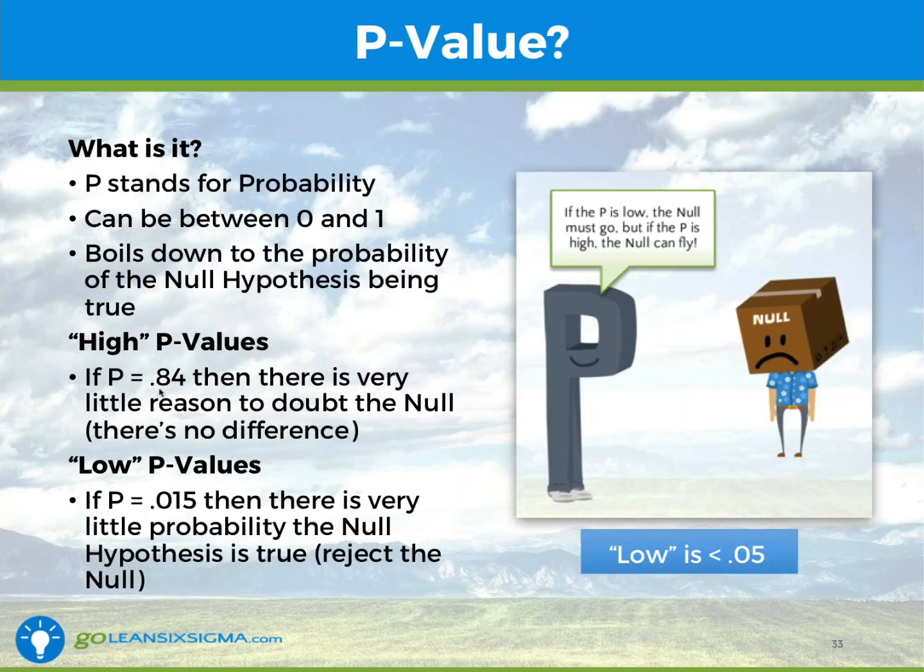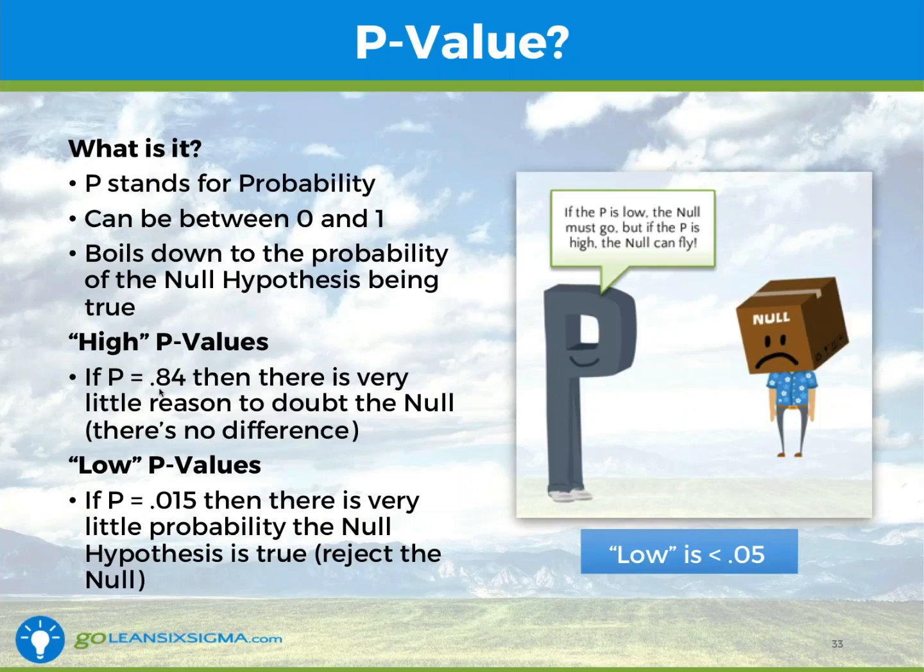And let me give you a fun little saying. Tracy and I use it all the time. If the p is low, the null must go. But if the p is high, the null can fly. So if the p is low, and low is less than 0.05, then you can reject it. But if the p is high, then you cannot reject it. The null gets to stay in place. So is that why the null is sad in this picture, because he's been rejected? In this case, Tracy, yes, he's very sad. He has to go away.